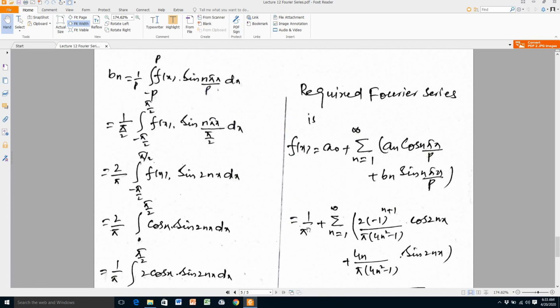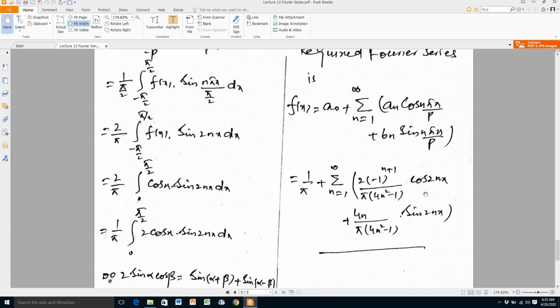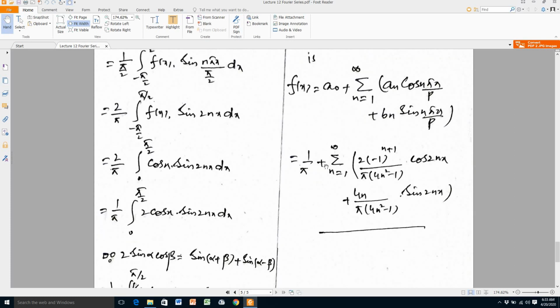Now the required Fourier series is f of x is equal to a naught plus summation n is equal to 1 to infinity of a n cos n pi x over p plus b n sin n pi x over p. I substitute here the respective values and you get the final answer here.